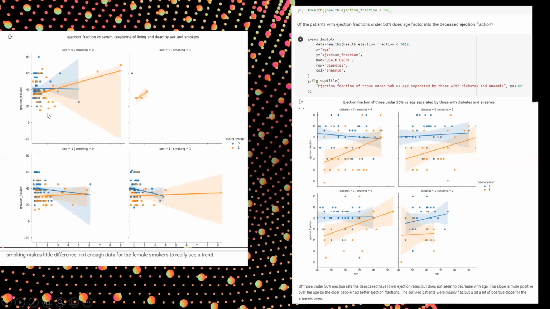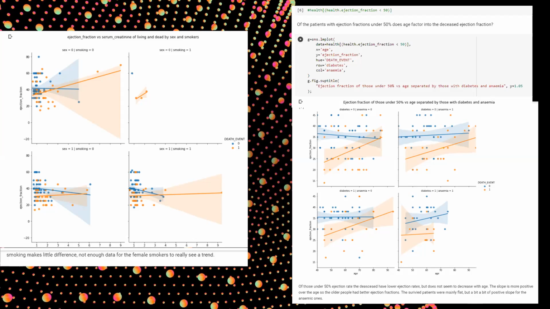I looked at the ejection fraction versus the serum creatinine, just to see, here are the two most important, how do they look when you graph them. And for the survived patients, it was almost all average. Smoking did a little bit worse for males. Then I looked at ejection fraction to age, and generally you would die more even with a higher ejection fraction.